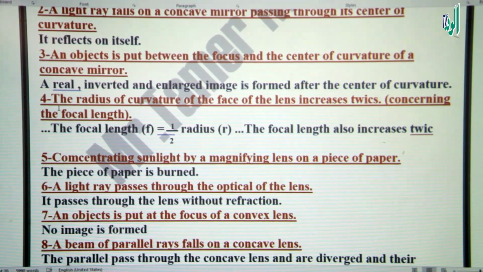Number four, what happens when the radius of curvature of the face of the lens increases twice? Of course, the focal length equals half of the radius, so the focal length also increases twice.